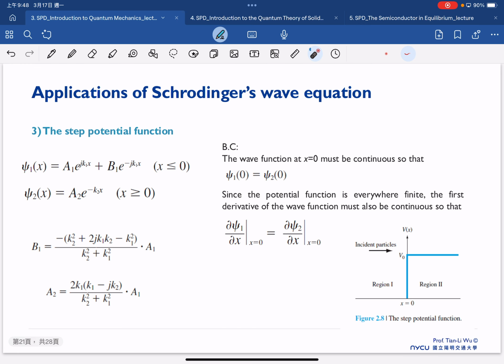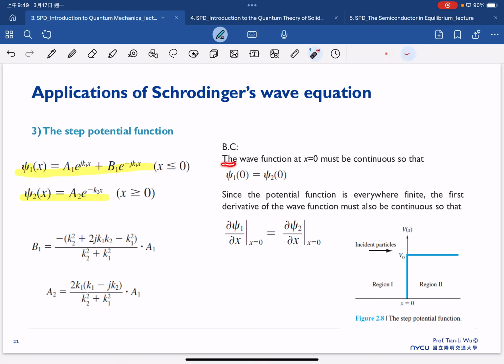Okay, so again, we still need to solve for phi 1 and phi 2. Now we have two wave equations here. This is for the case where x is smaller, in region 1, and this is the case in region 2 here. So just like what we have done before, we put in our boundary conditions to solve for A1 and A2.